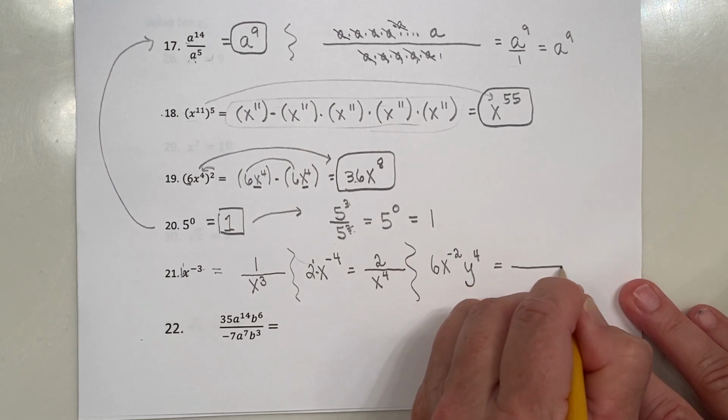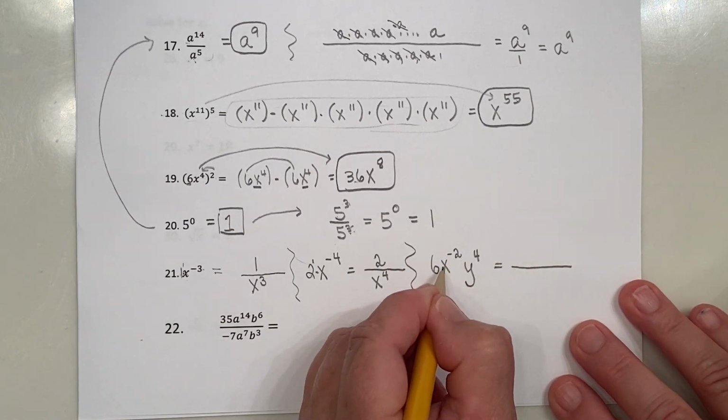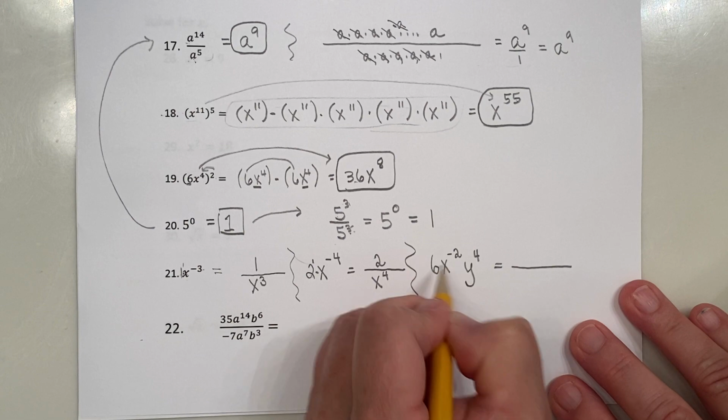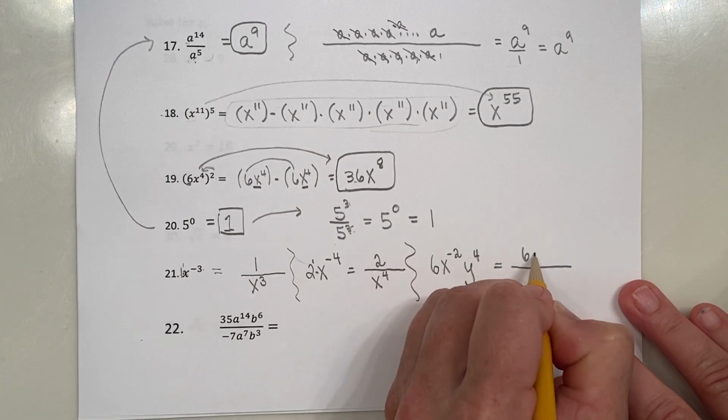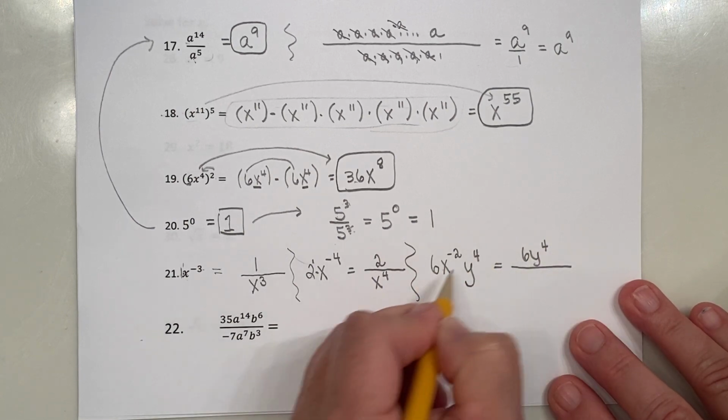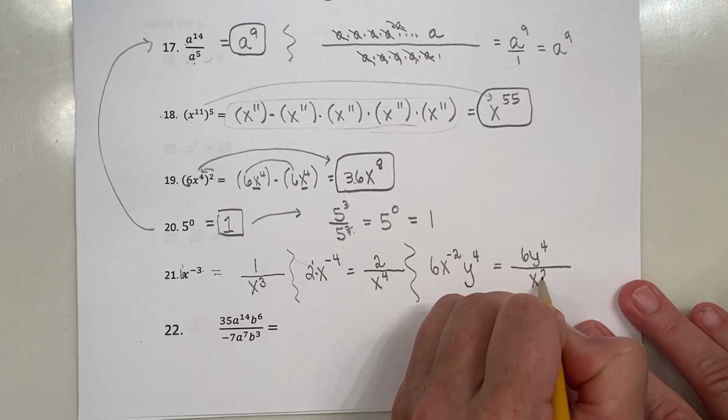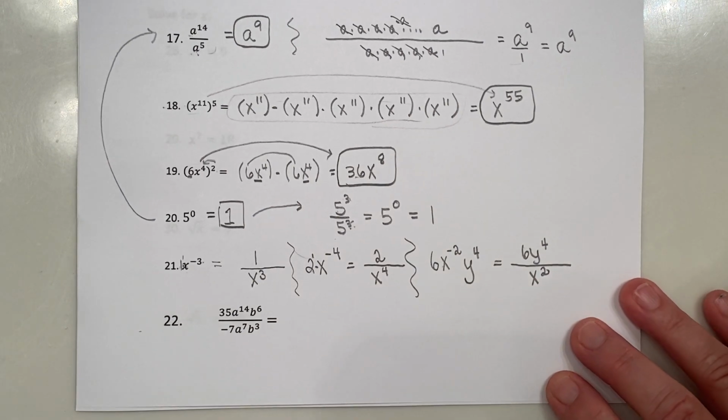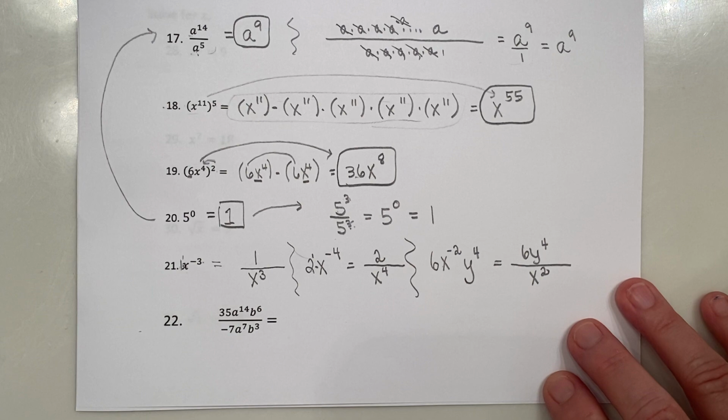When I see a negative exponent, I know I'm going to adjust. I'm going to move x squared to the denominator. 6 stays in the numerator. y to the 4th stays in the numerator. So the only thing that's going to be in the denominator is the base of x, adjusting to make a positive exponent. It's a little bit weird. It's just the movement from numerator to denominator.